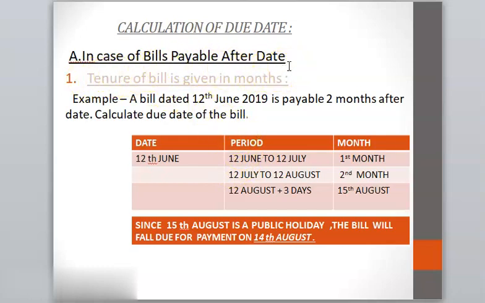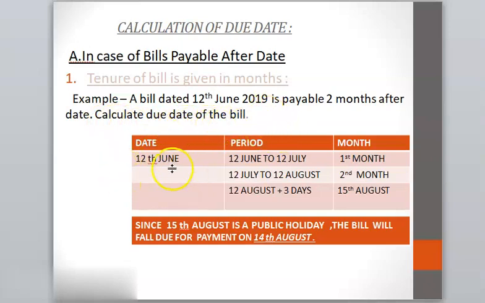Now in this there are two cases. Let's see the first one. Tenure of bill is given in months. It means the period is given in months. Now see the example: a bill dated 12th of June 2019 is payable 2 months after date. Calculate the due date of the bill.